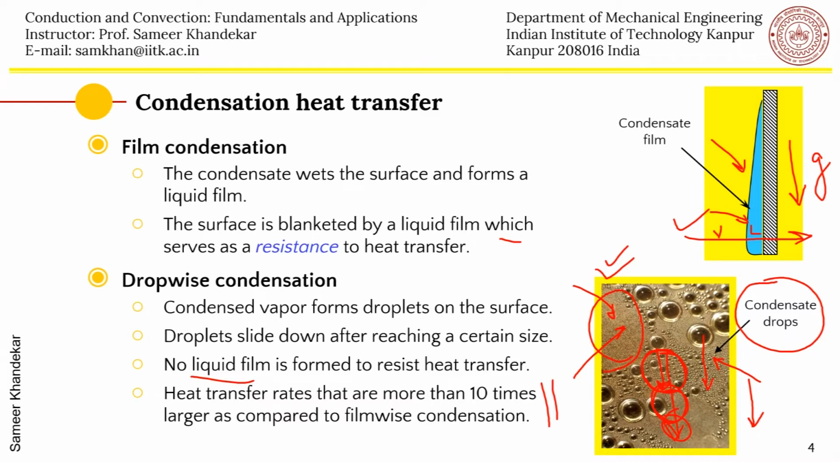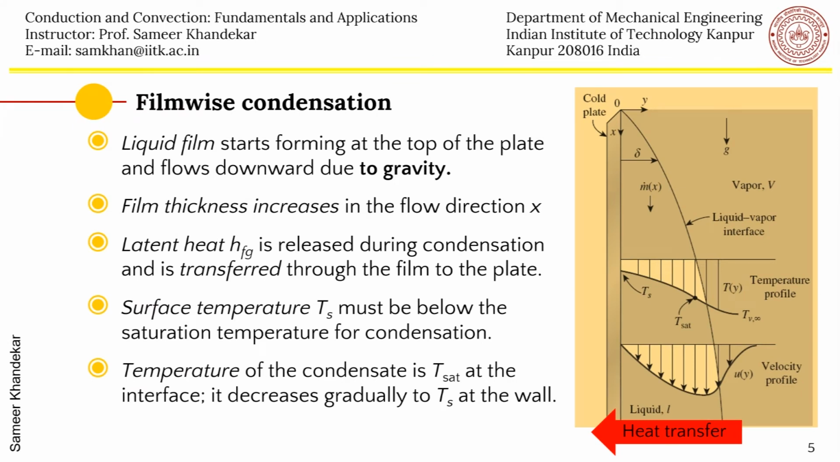Now here we will start looking first, as I said, into the film wise mode, in which there is a distinct liquid film which gets formed because of the condensate liquid, and because of the gravity. As I said, the gravity is acting in this direction, for example, G. So the liquid film, as you can see, will start growing. Now the cold plate is on the left hand side. This is the cold plate and this is the vapor. The gravity is acting downwards, and the latent heat has to be released now.